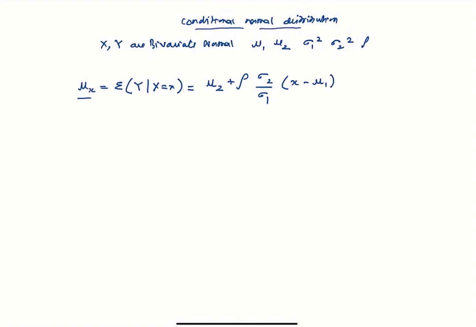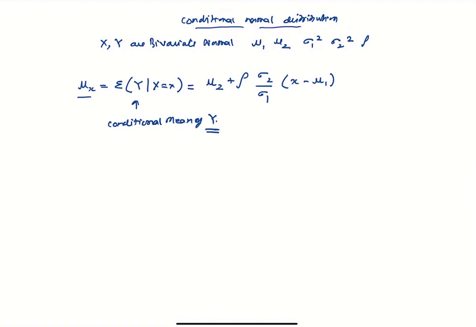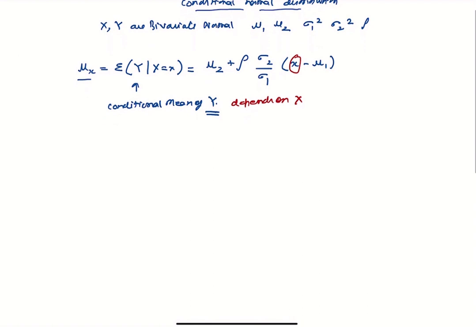So this is the conditional mean of y. This would probably be called mu y, but it is the conditional mean of y, and it depends on the value of x. So there is an x in this equation. So the conditional mean of y depends on x. But if we think of the conditional variance of y, we call it sigma square y.